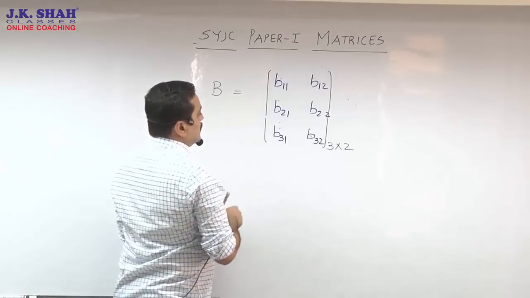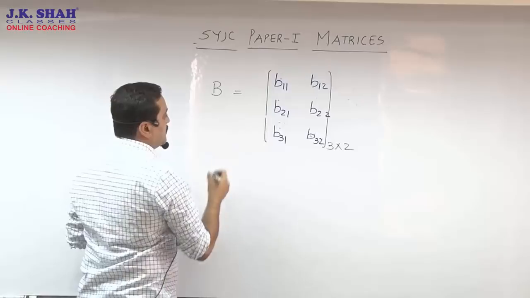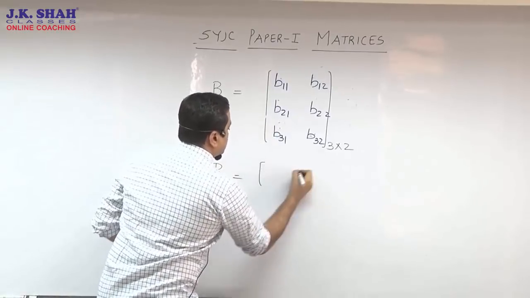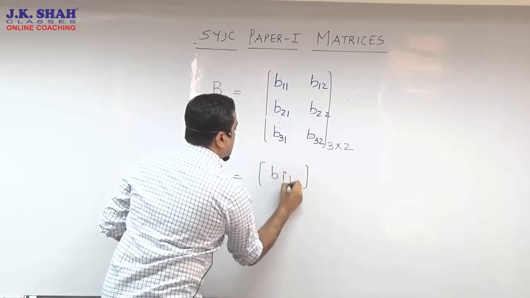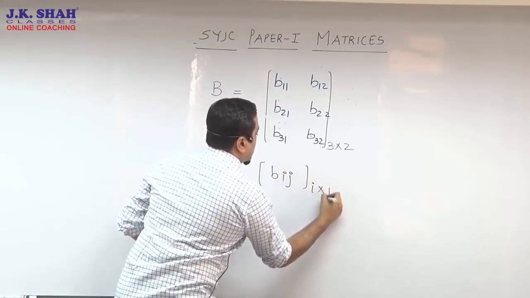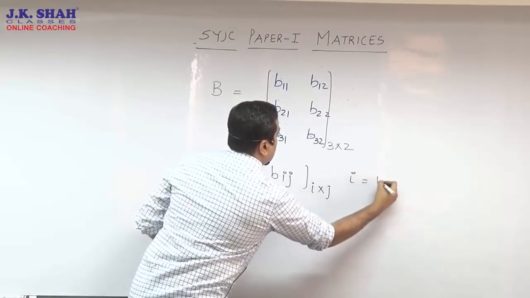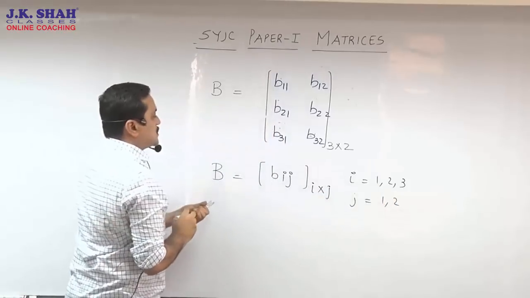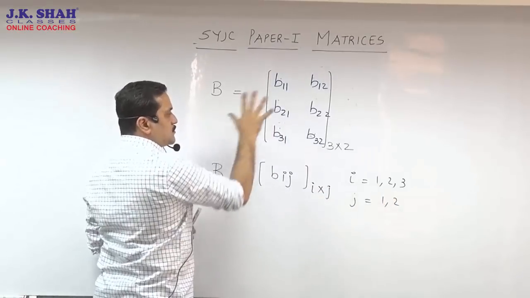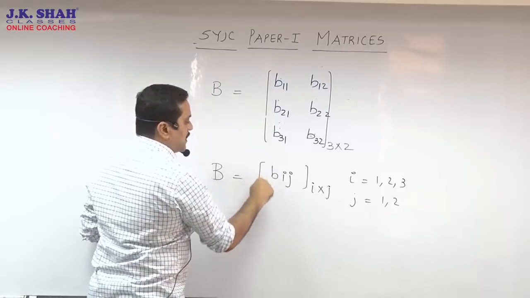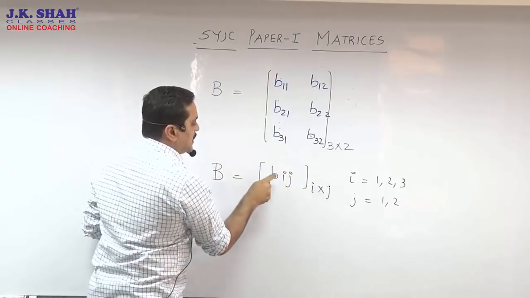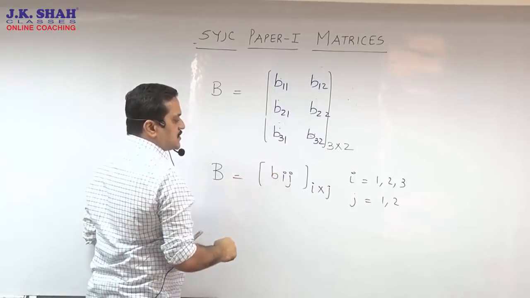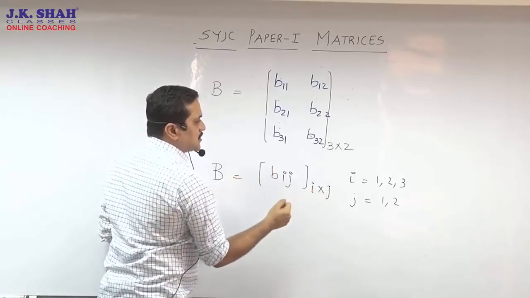Now to add on this, sometimes they write this in a zip form. The same thing they can write as bij, i cross j, where i is 1, 2, 3 and j is 1, 2. Now let me explain this. This is the expanded form, the actual matrix, and this is the zip form. The bracket indicates the matrix and b is nothing but the elements. ij is nothing but the addressing system. i cross j is nothing but the size of the matrix.